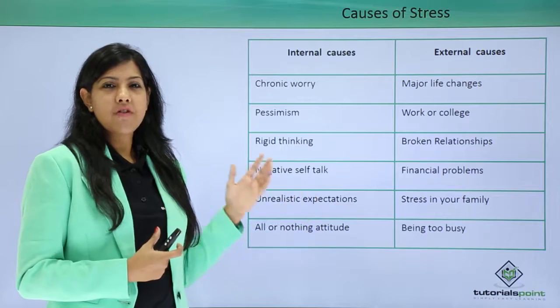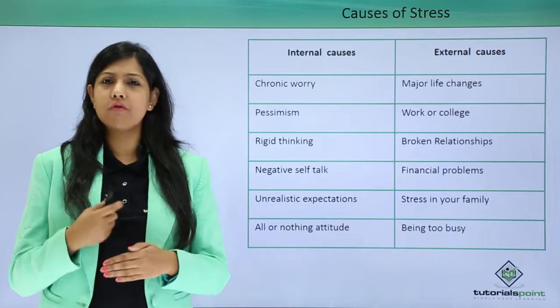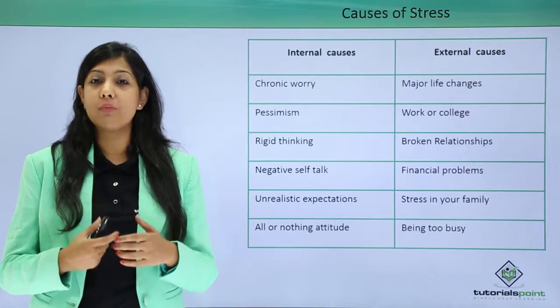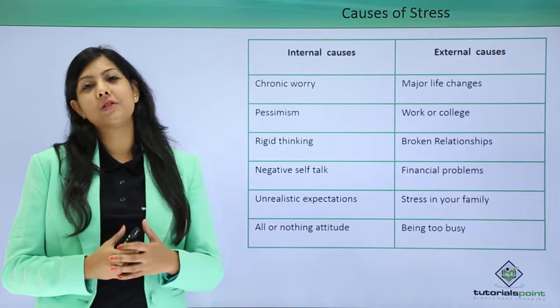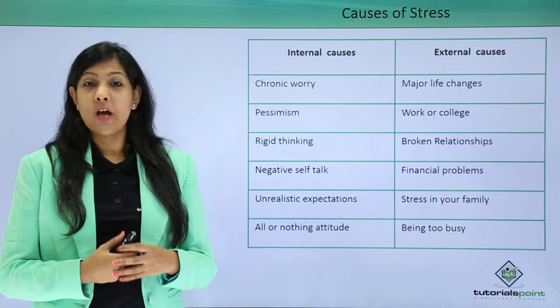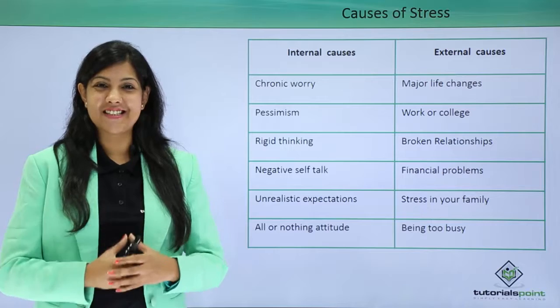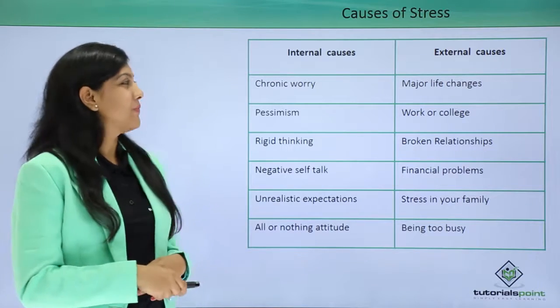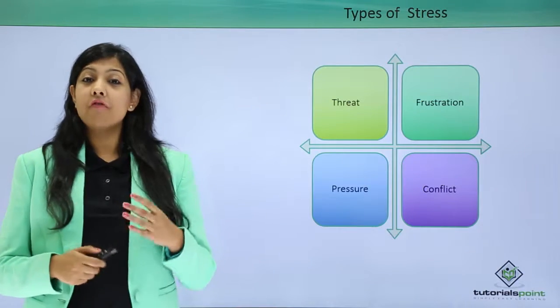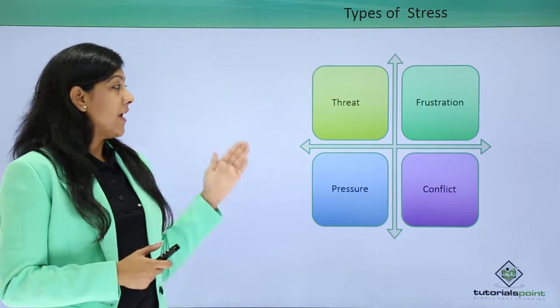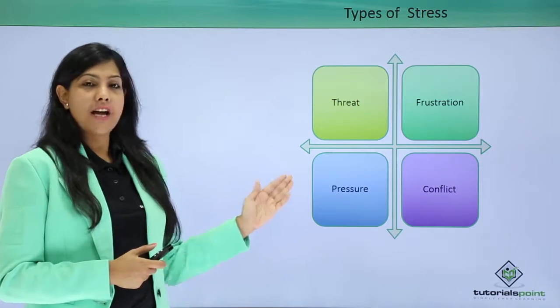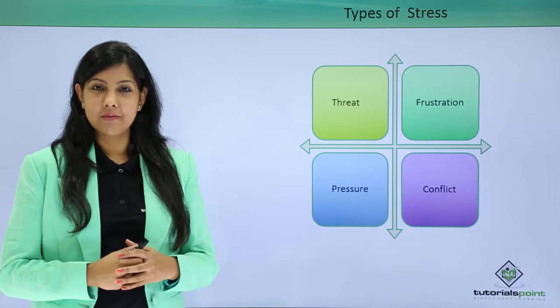Busy: too much to do, being involved in too many things and not being able to manage your time properly might also be an external cause of stress. Well, I hope you have understood the internal and external causes of stress. Let's move on. There are 4 types of stress: threat, frustration, pressure and conflict. Let's understand these a little better.